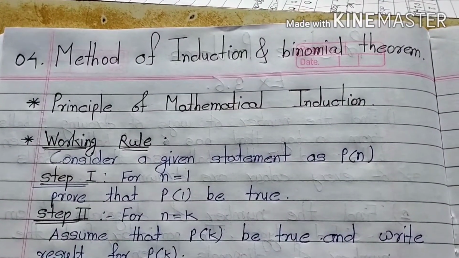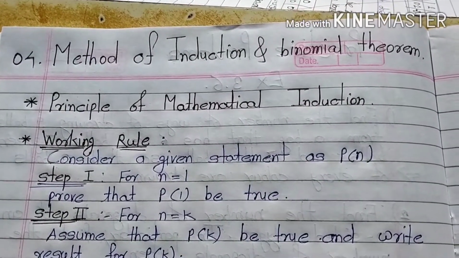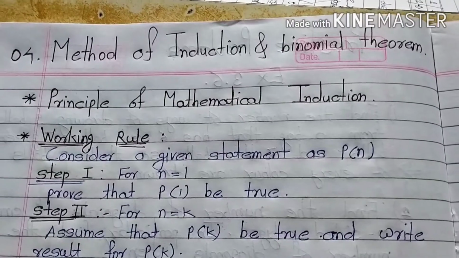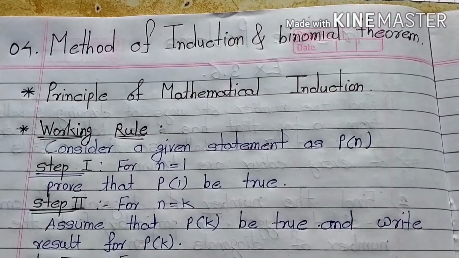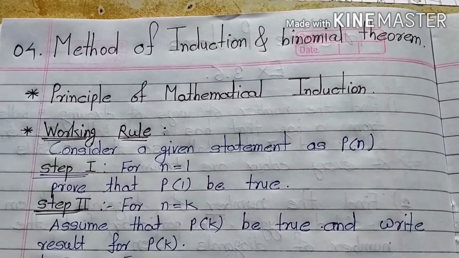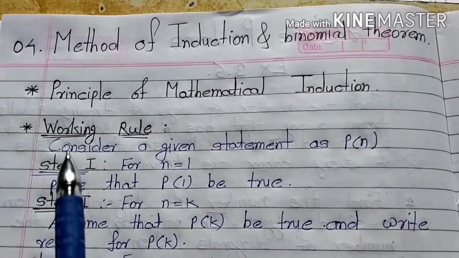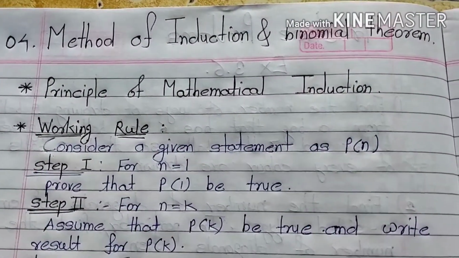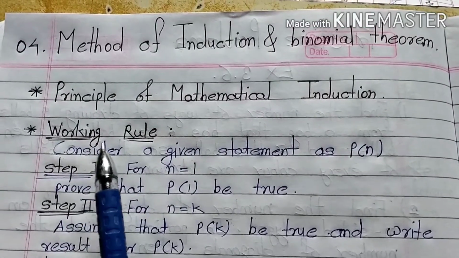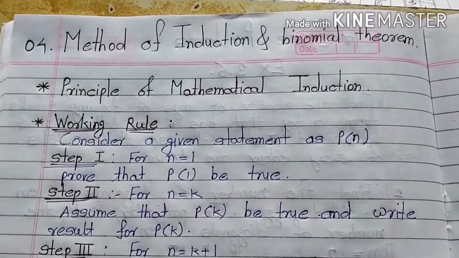In this method, we check whether result Pn is true for all natural numbers or may be false for the remaining ones. So the method of proving such a result is provided by a principle known as the principle of mathematical induction. Now there is a rule of the principle of mathematical induction. So we check what is that rule.